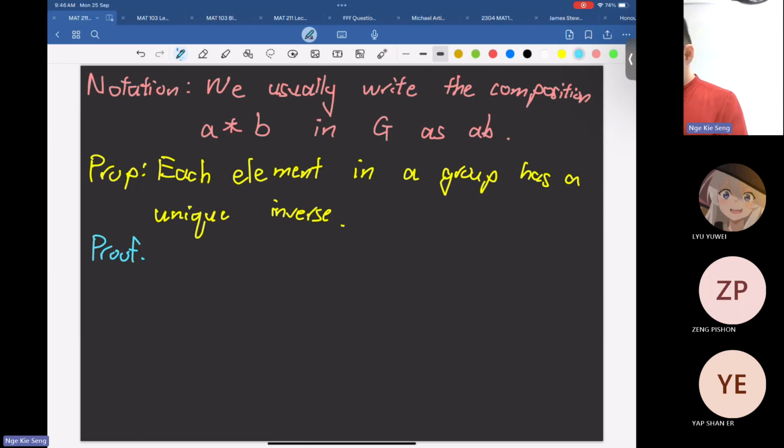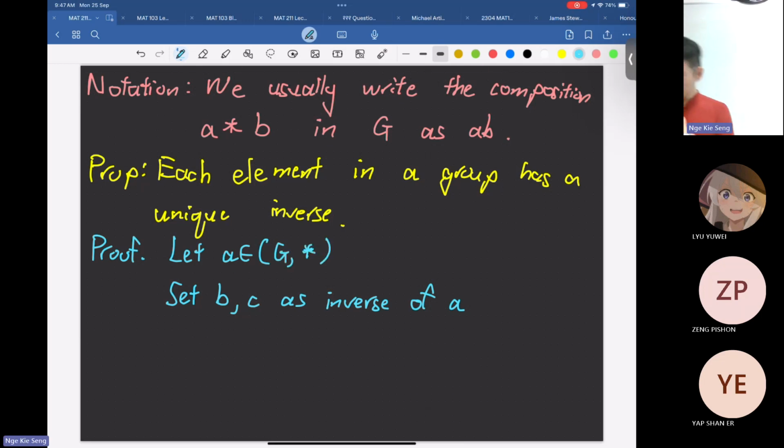So, you start with what? You set B and C as the inverse of A. Okay, so let A be any element in my group. And let's call my group G star. Okay, so we set this. Okay, so what do we do next?